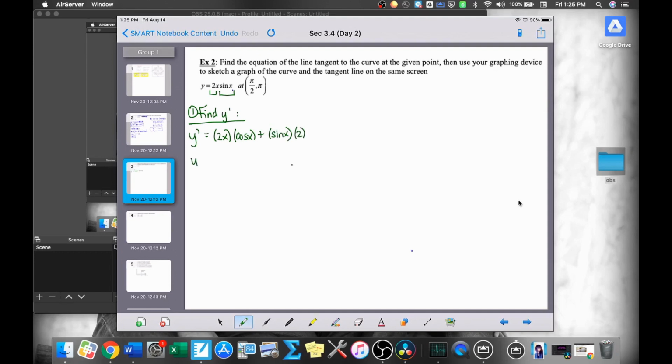And then I can simplify this a little bit. It looks like I have a factor of 2 in common, so I can pull that 2 out, and then I have x cos x plus sine x. All right, now the second step in my process is going to be to find my slope. And I know that my slope is going to be equal to the derivative evaluated at the x value of my point. So I need to find y prime of pi over 2, which means I'm going to be plugging in pi over 2 for x.